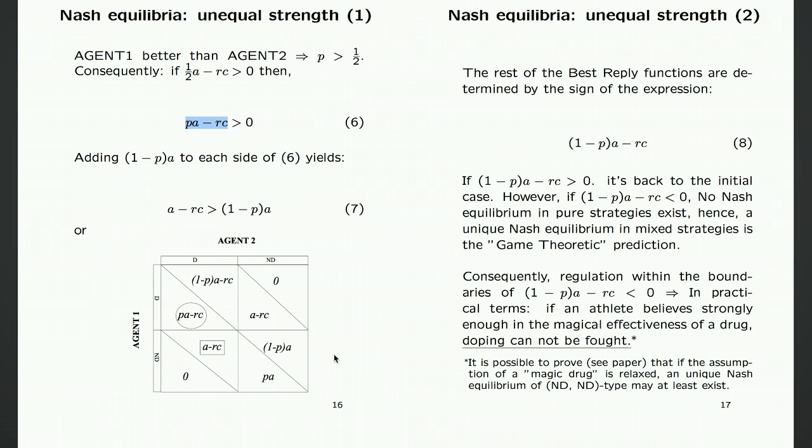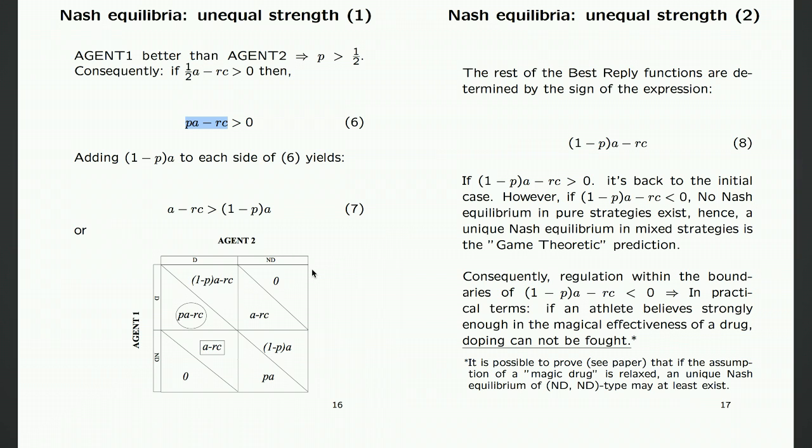So now we have established two best reply functions, so there are still two missing. It says here that the rest of the best reply functions are determined by the sign of the expression 1 minus P A minus RC. That's kind of obvious, isn't it? Because if we look at comparing this value with this value, it's the sign of this one which is interesting. If it's positive, it's bigger. If it's negative, it's smaller.